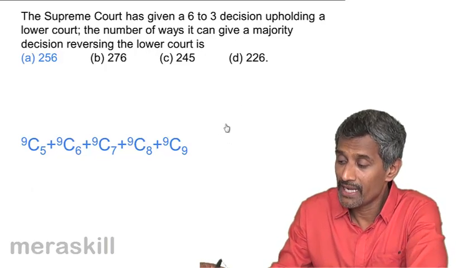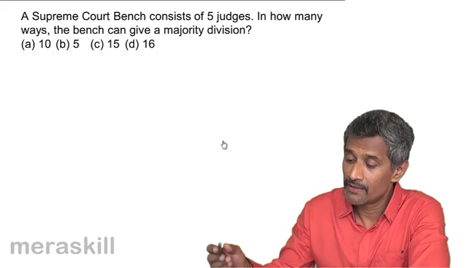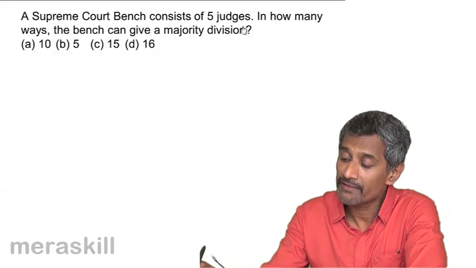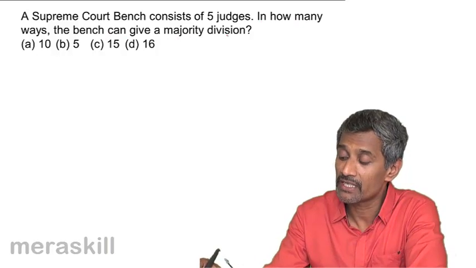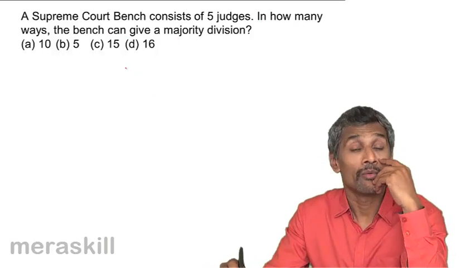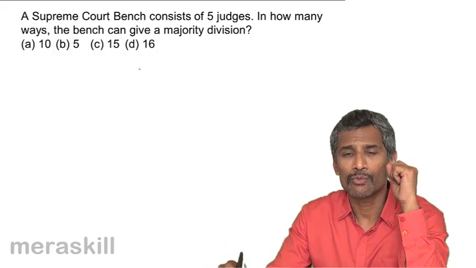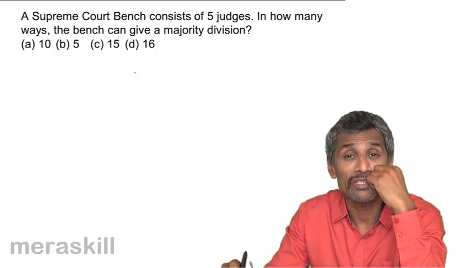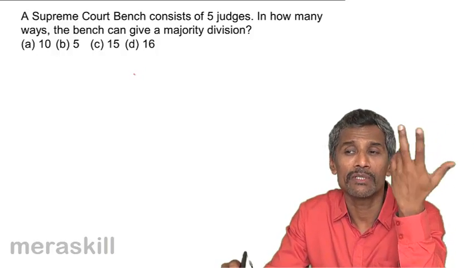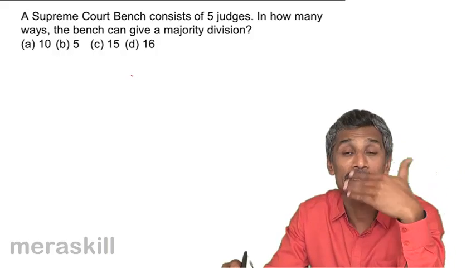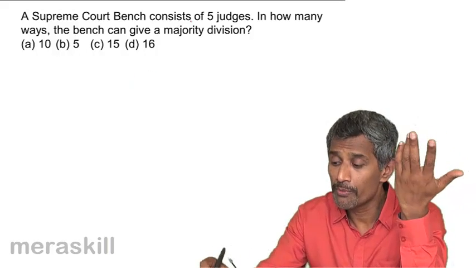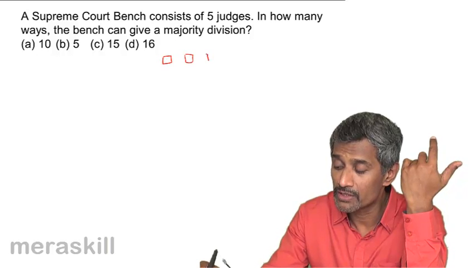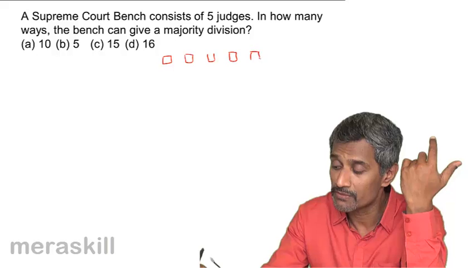Furthermore, we have a case. Okay, a Supreme Court bench consists of 5 judges, and how many ways can the bench give a majority decision? Now, how do you understand these questions? All of you must have seen reality shows wherein there are about 3 to 4 judges who are deciding on a particular candidate whether he is suitable to be taken to the next level or not. So you may have 5 judges over here: judge number 1, judge number 2, judge number 3, judge number 4, judge number 5.